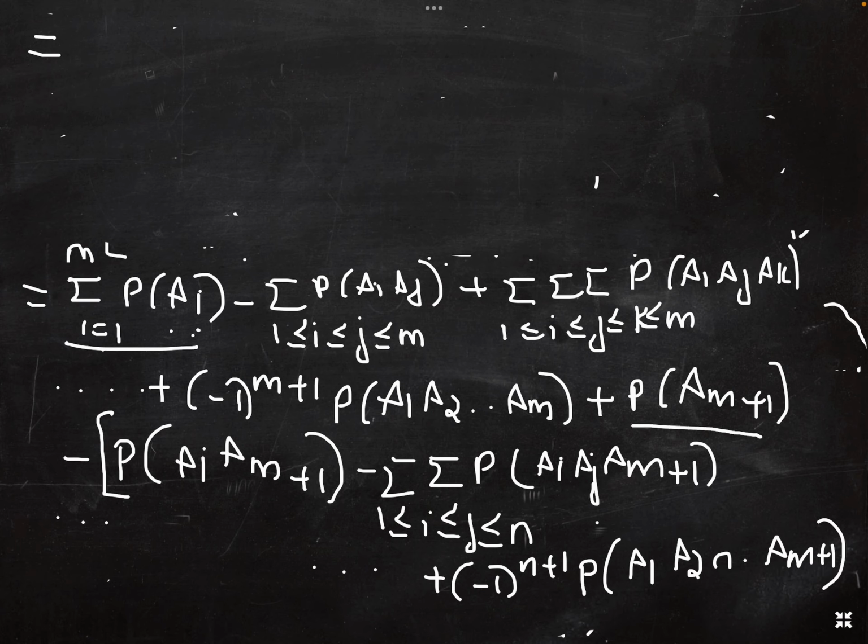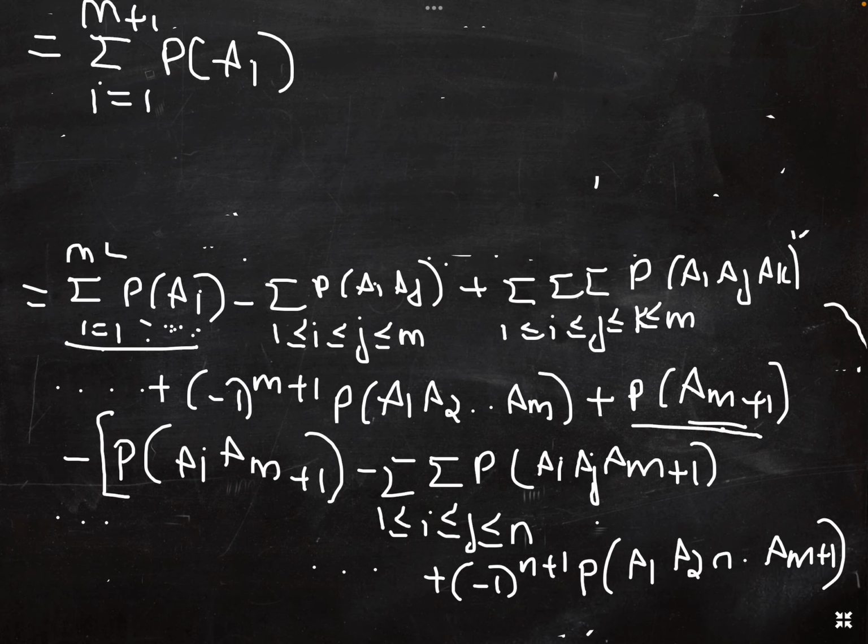This step: p of a1 plus p of a2 plus etc. plus p of am plus p of am plus 1. That is, we can write like this: summation i equals 1 to m plus 1 of p of ai, which is p of a1 plus p of a2 plus etc. plus p of am plus p of am plus 1.